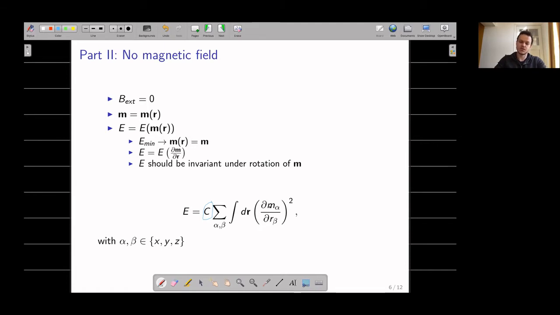The magnetization is now a function. Every coefficient in this vector of magnetization is now a function that depends on r. We have a 3-component vector that depends on 3 variables. Each component depends on 3 variables. So this is a vector field, a 3-component vector field in 3 dimensions. And here it's just the form of the energy. Of course, we sum over all components and all variables.